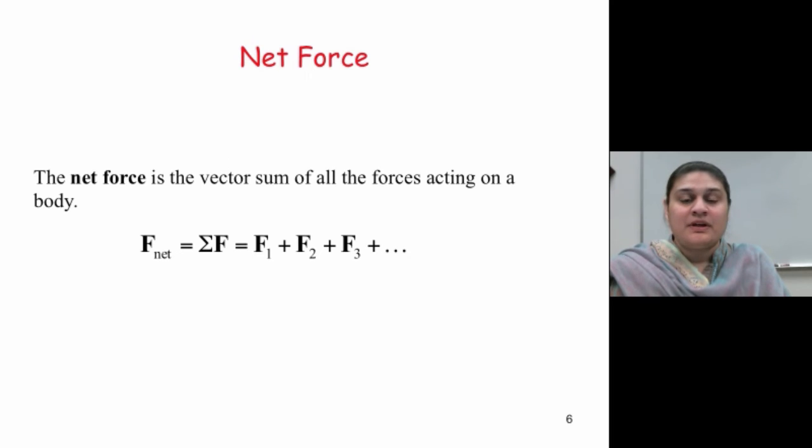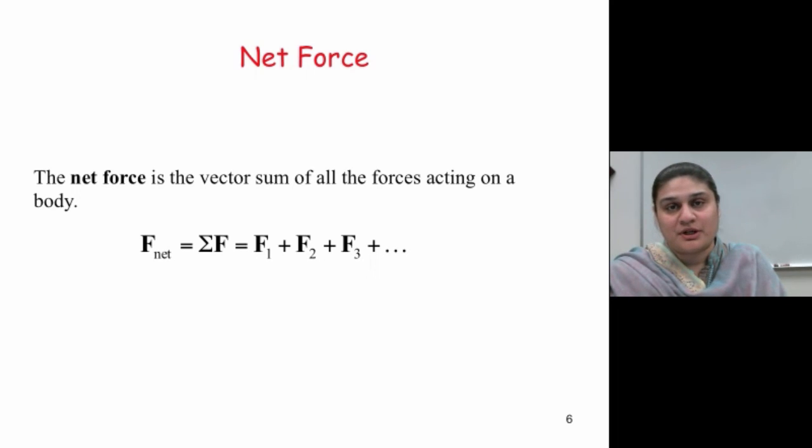Net force. The net force is the vector sum of all the forces that are acting on the body. So for example, net force can be all of the different kinds of forces that are acting on it. For example, while you're sitting here, force of gravity is acting on it. There's friction present between you and the chair that you're sitting in, and so on and so forth.